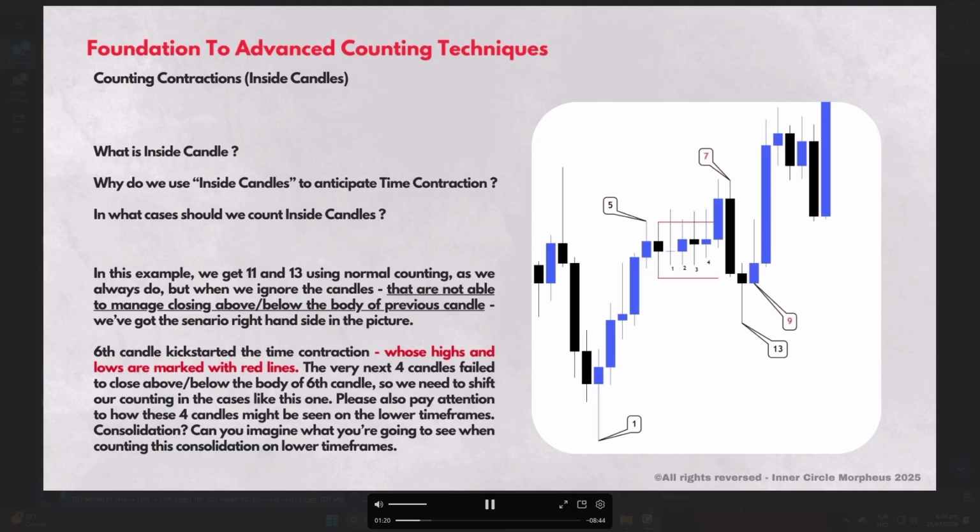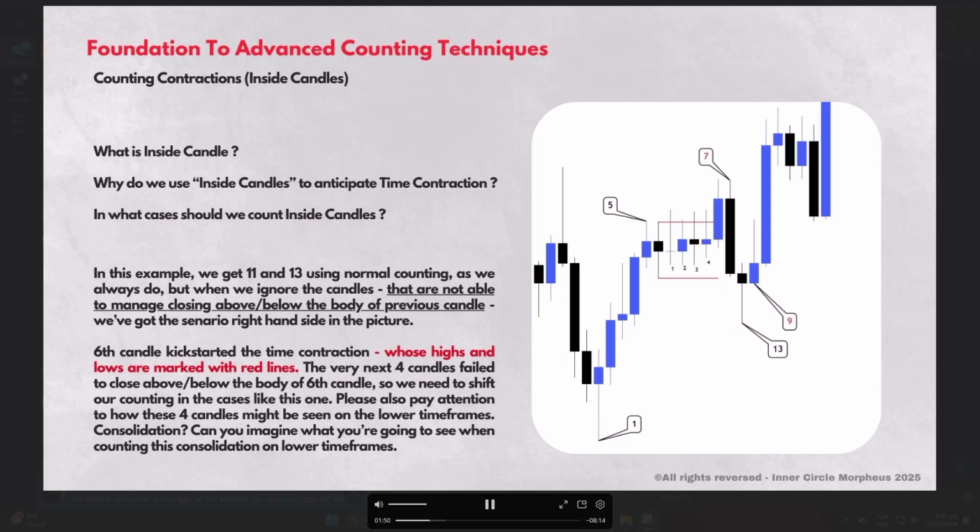In this example, we get 11 and 13 using normal counting, as we always do. But when we ignore the candles that are not able to manage closing above or below the body of the previous candle, we've got the scenario on the right-hand side in the image. The sixth candle kick-started the time contraction, whose highs and lows are marked with red lines. The very next 4 candles failed to close below the body of the 6th candle, so we need to shift our counting in cases like this one.